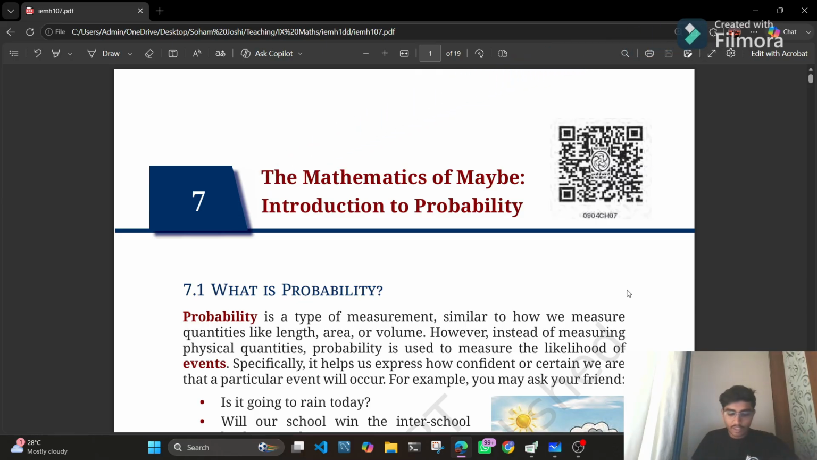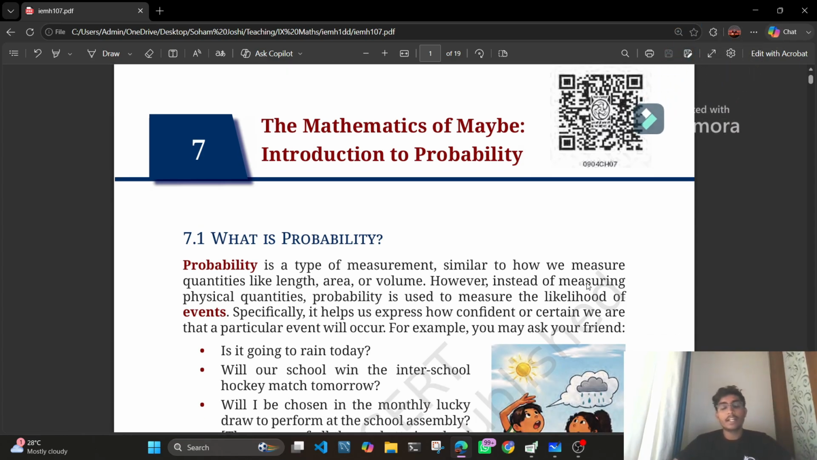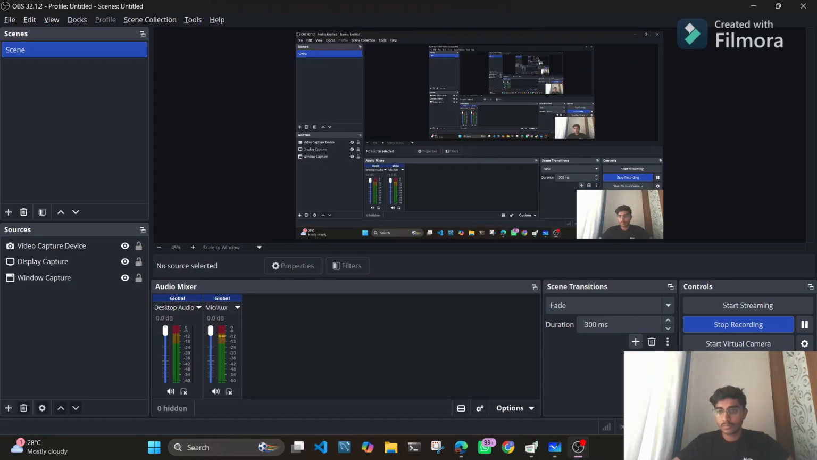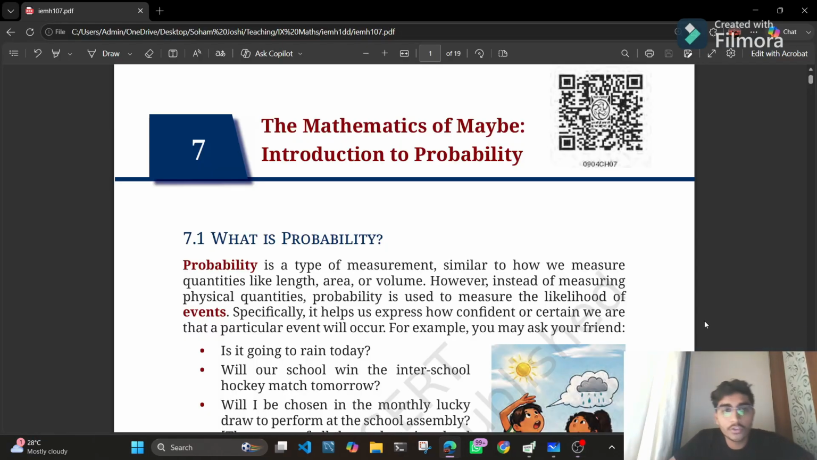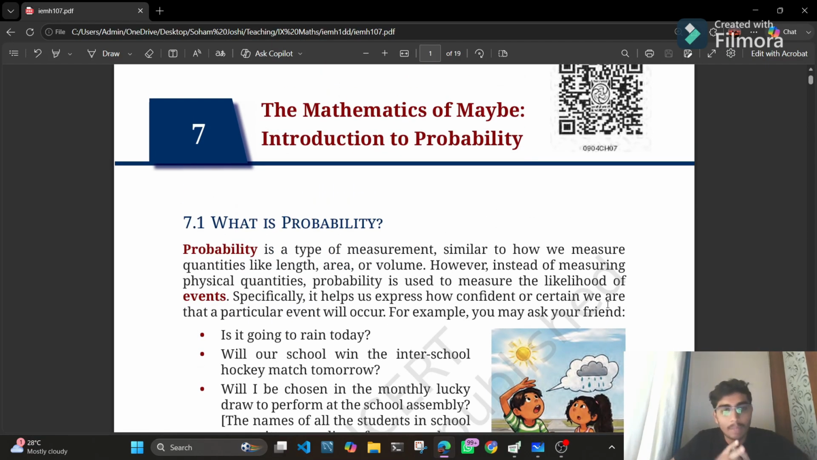In the last video we covered the concept of perimeter and area, that was chapter 6. I hope you have practiced well and have gone through all the concepts. So today we'll begin with our seventh chapter, the second last chapter of your class 9 mathematics, that is, introduction to probability. So yeah, we'll start with the chapter probability.